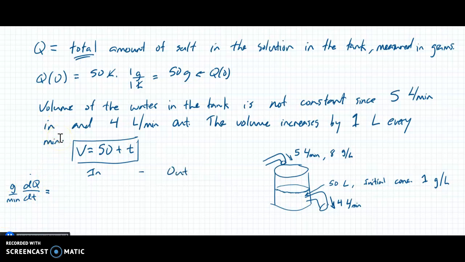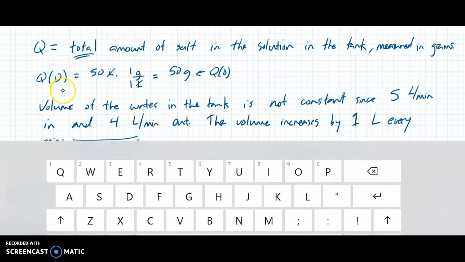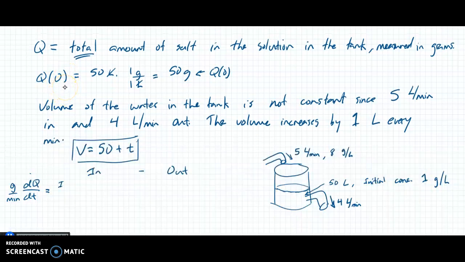Now I'm going to give you a little bit more of a formula here. What I do here is I take the in flow rate times the in concentration. That is my entire in rate in terms of grams per minute.